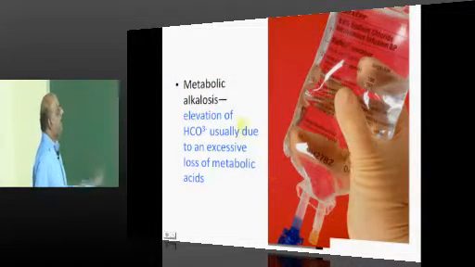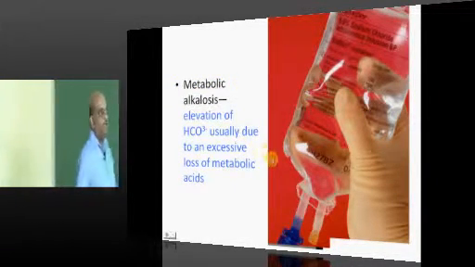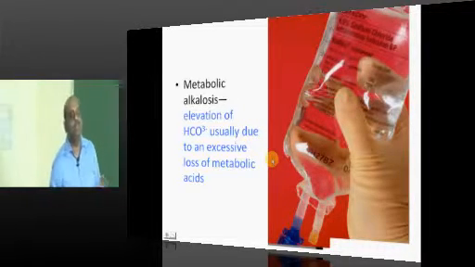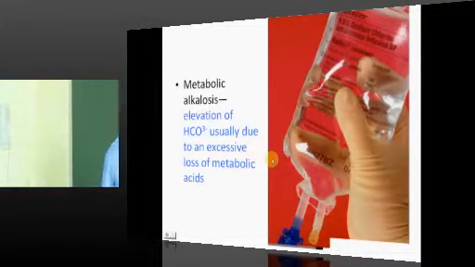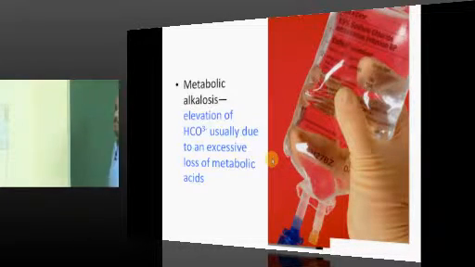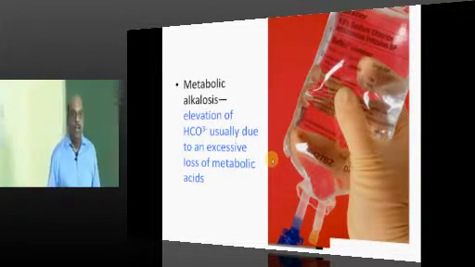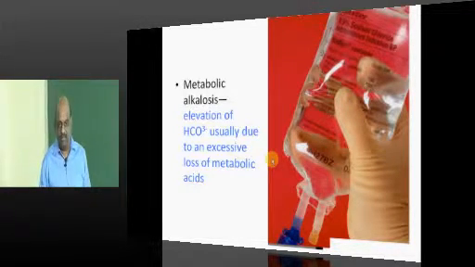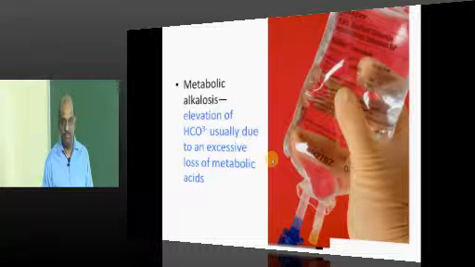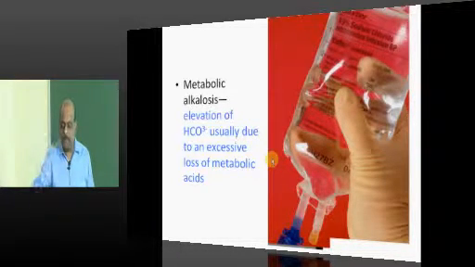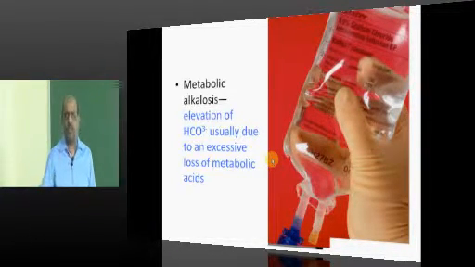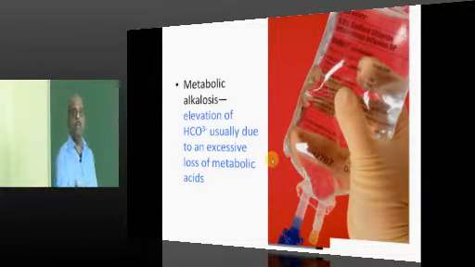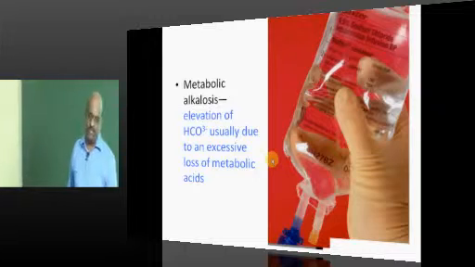Then you have the next important entity, metabolic alkalosis. To understand this, you need some talent. What is alkalosis? Metabolic alkalosis. Naturally, there is an acid in our body which is there in our stomach. If there is profuse vomiting, let us say congenital hypertrophic pyloric stenosis in a baby, when acid is vomited out, that leads to alkalosis.